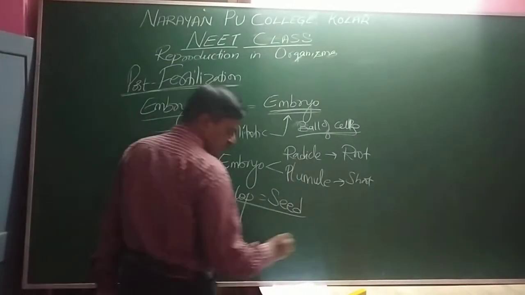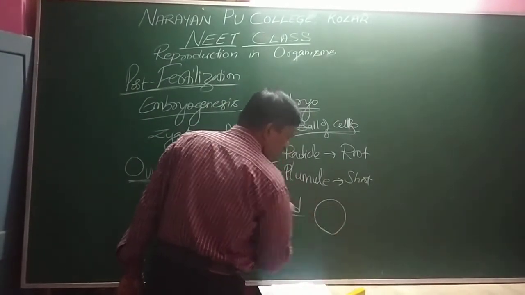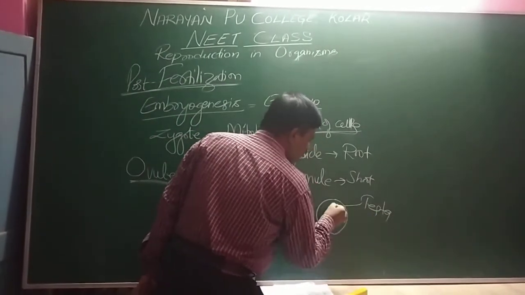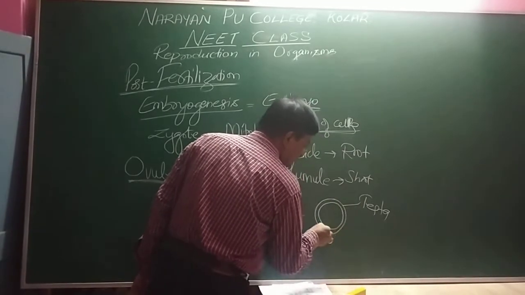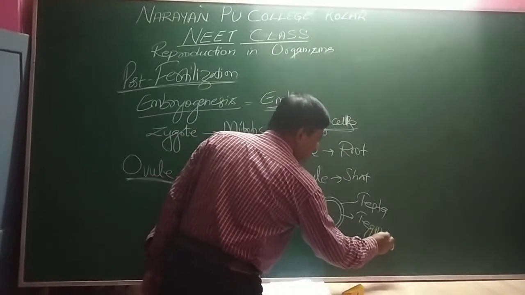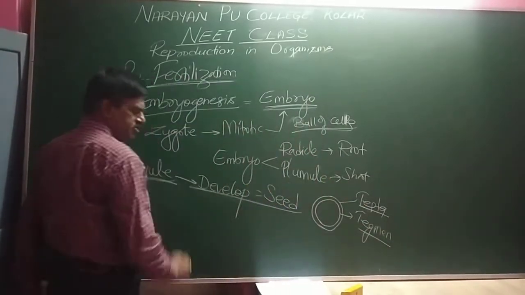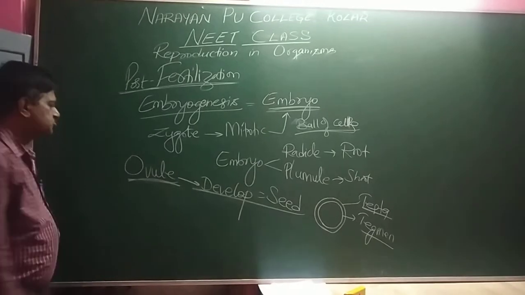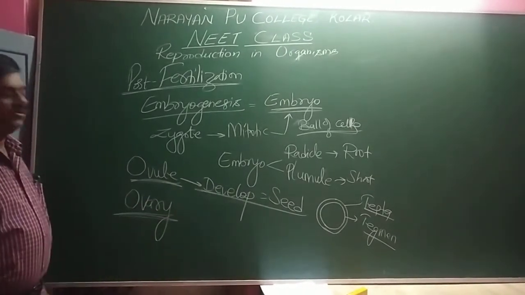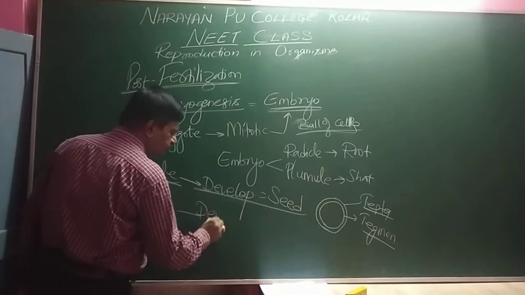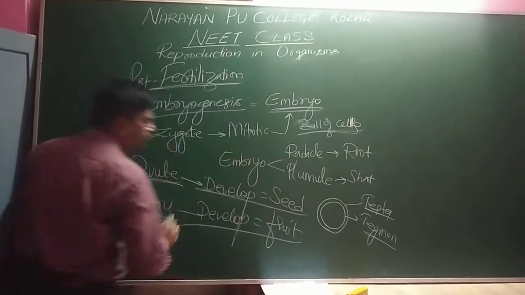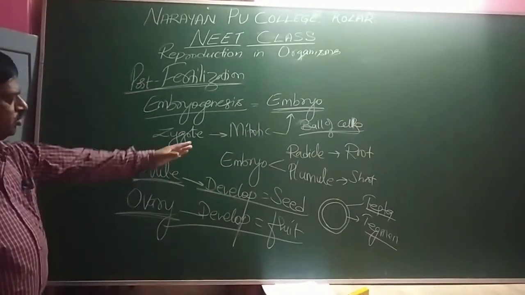The seed has two layers. The outermost layer of a seed is called the testa. The innermost layer of a seed is called the tegmen. Testa and tegmen together form the seed coat. Next, the ovary. The ovary always develops into a fruit.